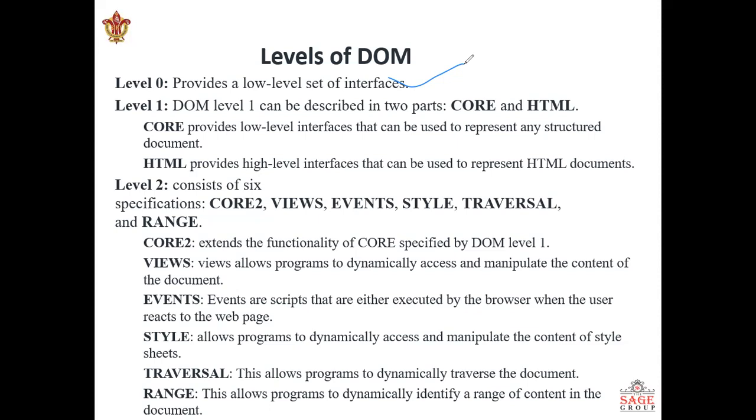Now we move to events. Events are scripts that are executed by the browser when the user reacts to the web page. Styles allow programs to dynamically access and manipulate the content of style sheets. Traversal allows programs to dynamically traverse the document, and range specifies the content in the documents. So these are the methods which I have shown you here, the levels of the DOM. Now we move to another part.